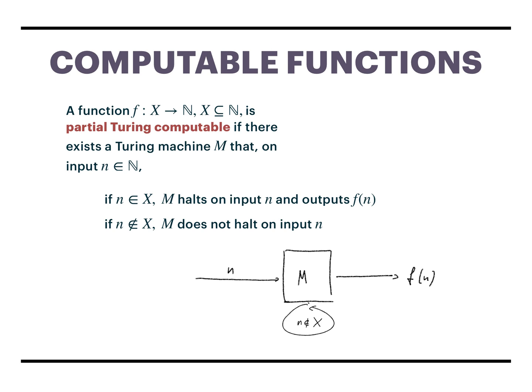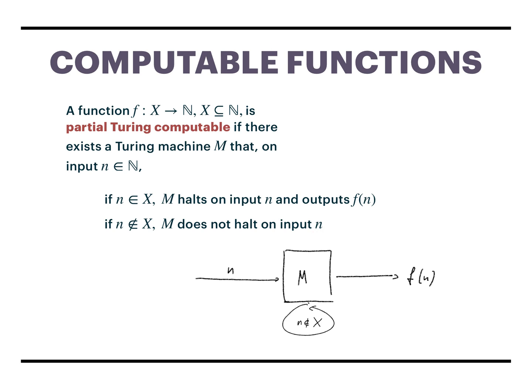And this brings us now to the function that is computed by a Turing machine, namely a function f from X to N, where X is a subset of N. So we have to look at so-called partial functions now. These functions f are not defined necessarily on every natural number because we always have the possibility that our machine does not halt. That's why we consider partial functions, right? So such a function is called partial Turing computable if there exists a Turing machine M that on input n, if n is in X, halts on input n and outputs f of n. But if n is not in X, M does not halt on input n.